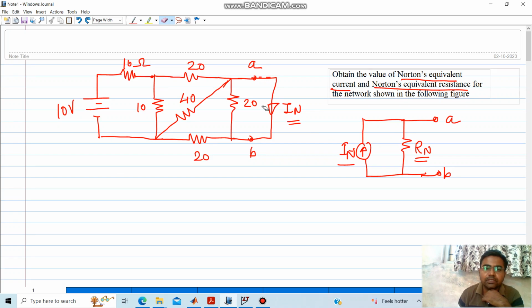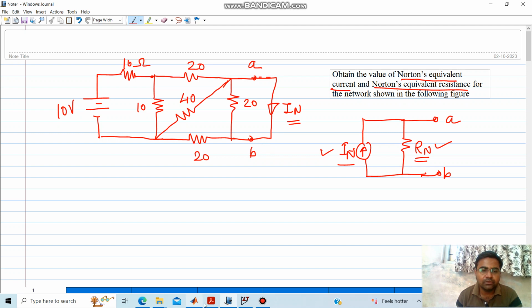Equivalent circuit for this given example, where across AB load will be connected. So basically in this example we have to figure out Norton's equivalent current and Norton's equivalent resistance. So for that we have to short this AB terminal after replacing the load.